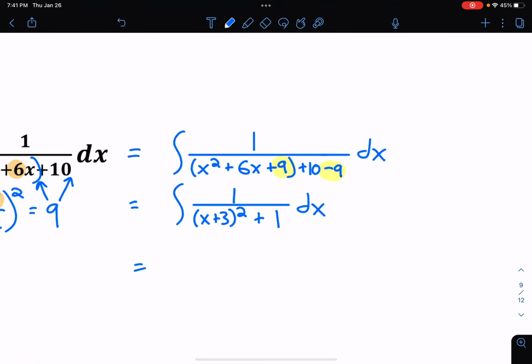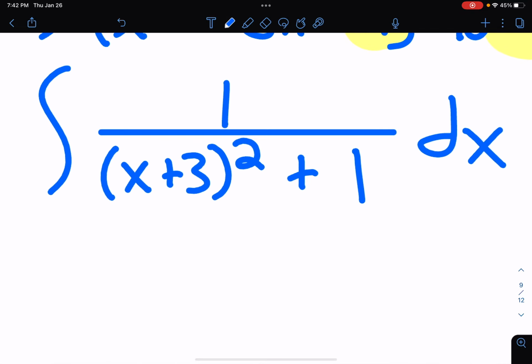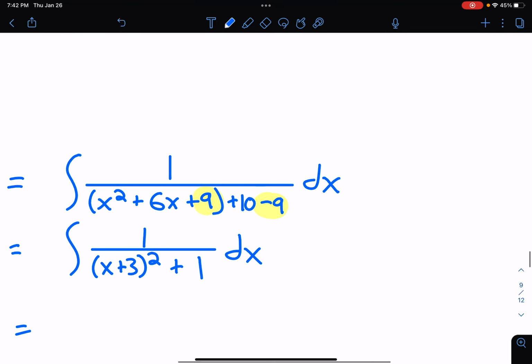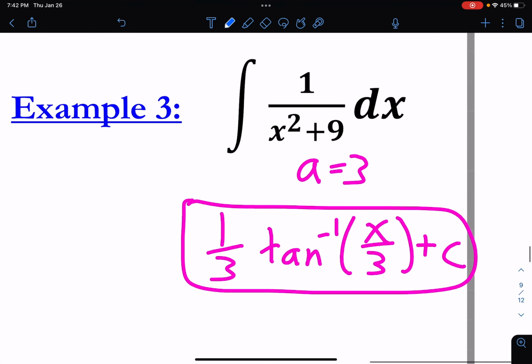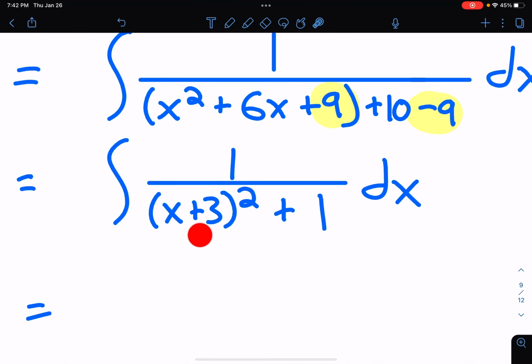Okay, so why would I want to rewrite my integral like this? Well, now, if I take a look at this integral, this lines up with the format of example 3. And so this is going to be a tangent inverse. Now, the main difference here is that in tangent inverse, we had just x squared. Here we have quantity x plus 3 squared.